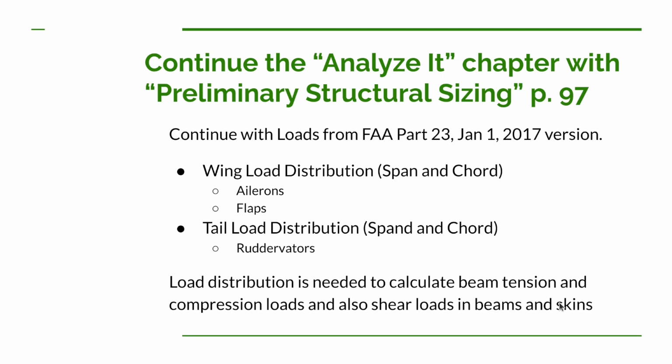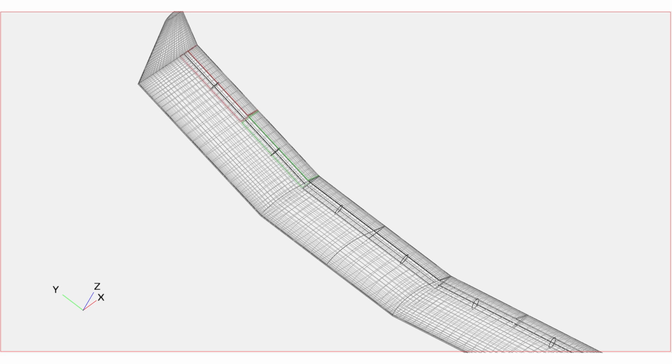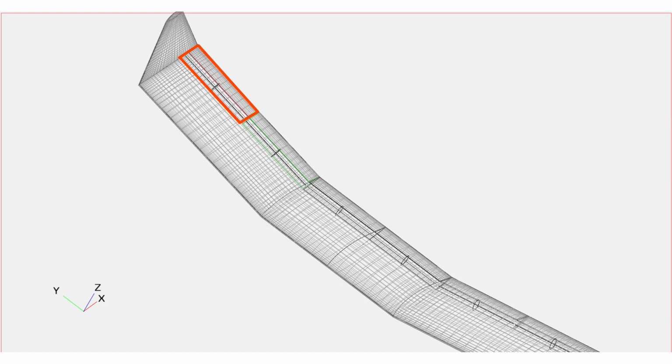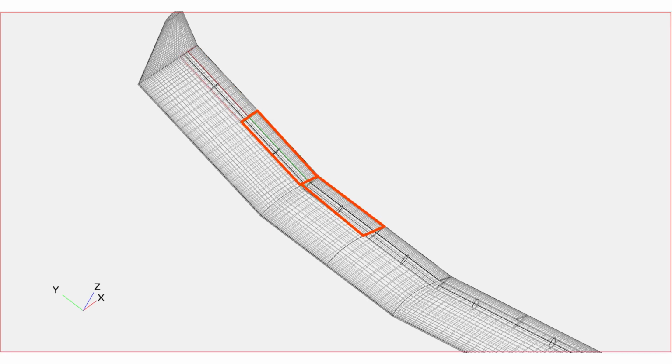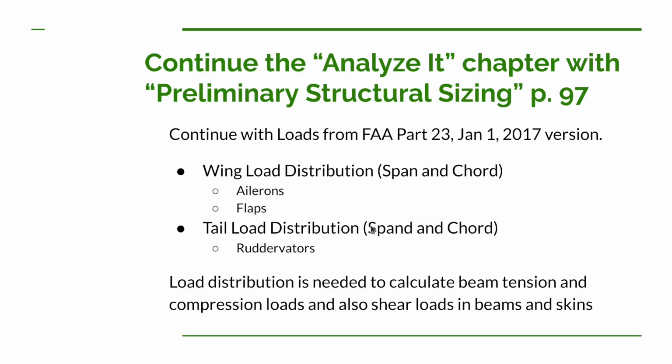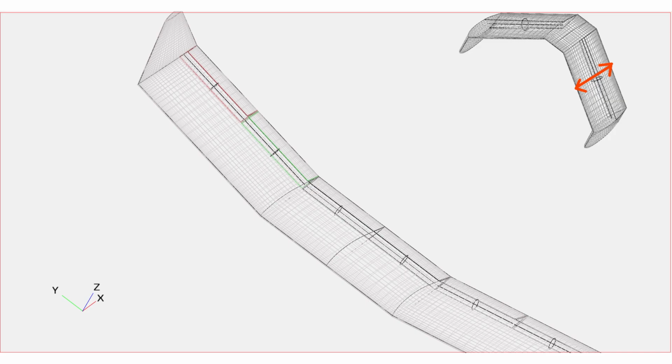Now remember, this is mostly an aluminum airplane, so we have a fairly fully enclosed wing, and the torsion on that wing is going to be carried in the skins. So as I said before, on the wing load distribution, we're going to do span and chordwise loads, and we need to know the loads on the ailerons and the flaps, still using this load distribution, and we need to do the same thing on the tail, on our rudder and elevator. We need to know the span and chord.